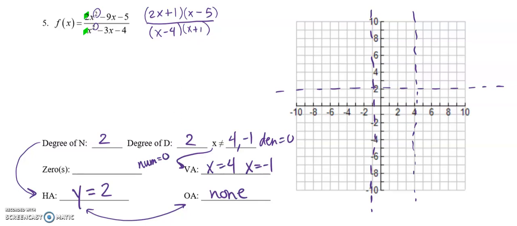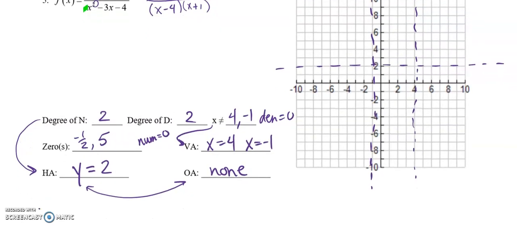All right, zeros, remember that is where the numerator is equal to 0. So where do those occur? Those will occur at -1/2 and 5. So if we transfer that into x-intercepts, we'll have x-intercepts at (-1/2, 0) and at (5, 0). So that's what our points are.